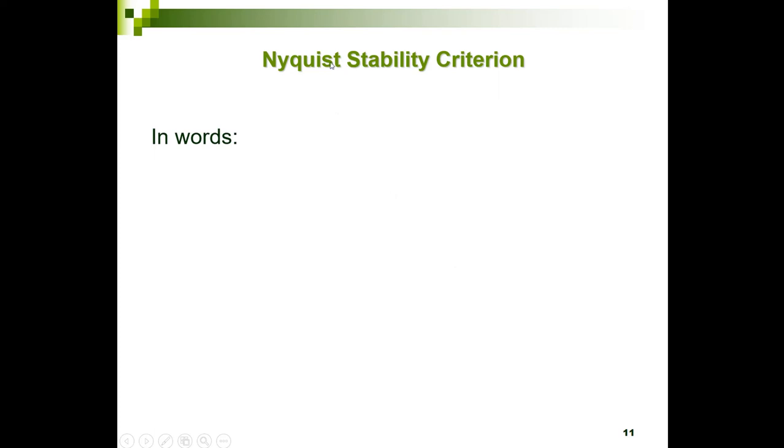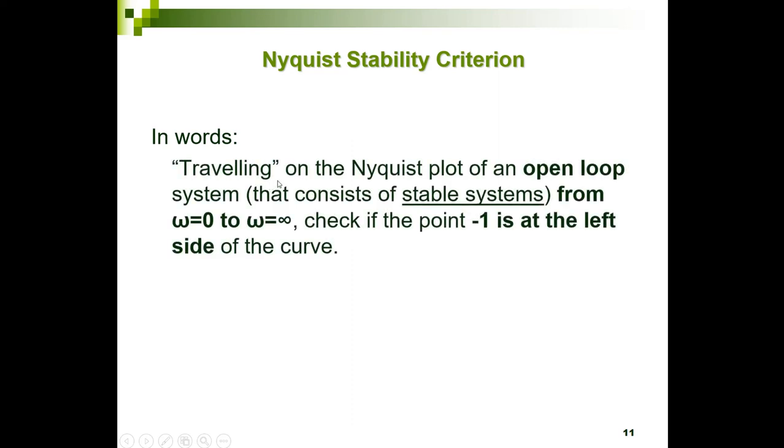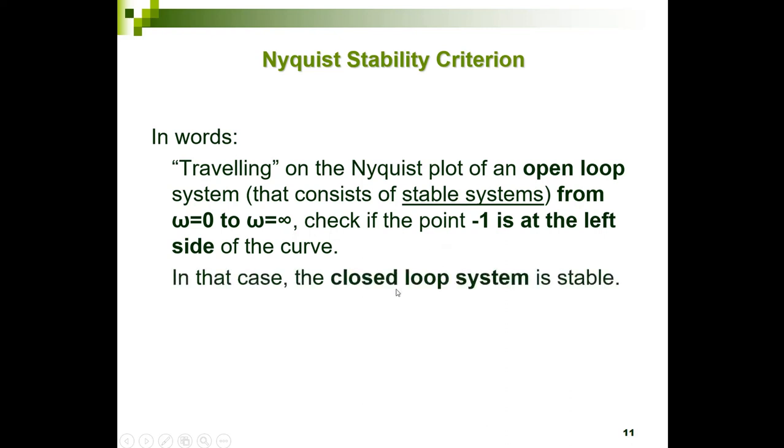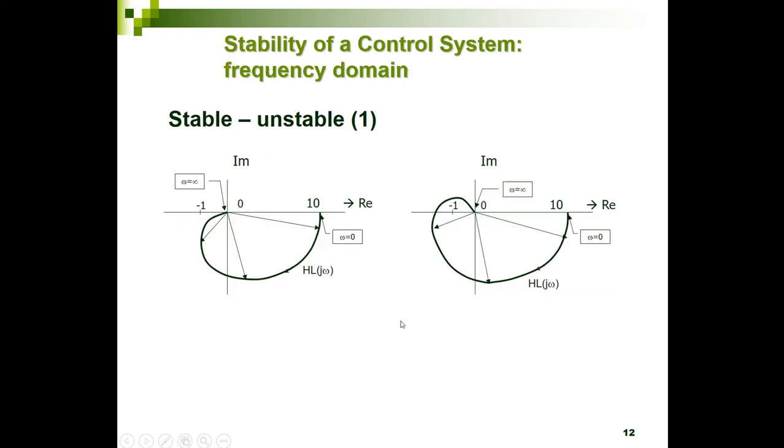Well, we have looked at stability in the Nyquist situation, so we're looking at a Nyquist plot. And we can look from another perspective at stability in a Nyquist plot. What we can also say is that when we travel on the Nyquist plot of that open loop system from omega is 0 to omega is infinity, you check if the point -1 is at the left side of the curve. And when that is the situation, my closed loop system is stable. That's another way of looking at stability in the Nyquist plot. We're going to do this in a couple of examples.